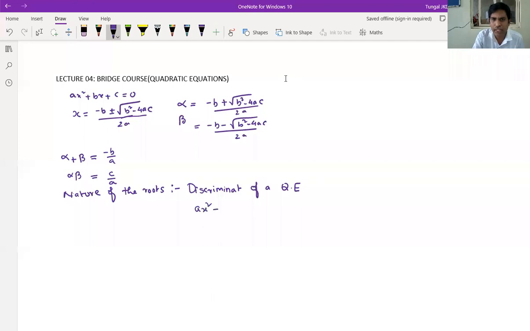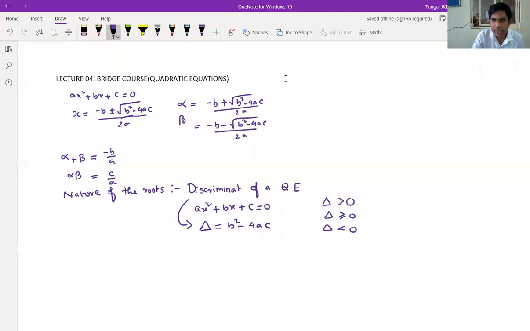Suppose they give one quadratic equation in the form ax² + bx + c = 0. For this, the discriminant is represented with a delta symbol. Delta represents the discriminant. How can we find the discriminant? Nothing but b² - 4ac. b² - 4ac is the discriminant of the quadratic equation. So based on this delta value, whether it is greater than 0, greater than or equal to 0, or less than 0.